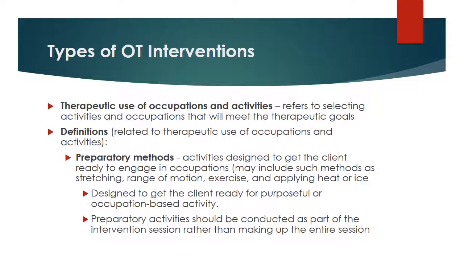And next would be therapeutic use of occupations and activities. A definition for this is that it refers to selecting activities and occupations that will meet the therapeutic goals. Other definitions included in your textbook that are related to therapeutic use of occupations and activities include preparatory methods, which are defined as activities designed to get the client ready to engage in occupations, and may include such methods as stretching, range of motion, exercise, and applying heat or ice.